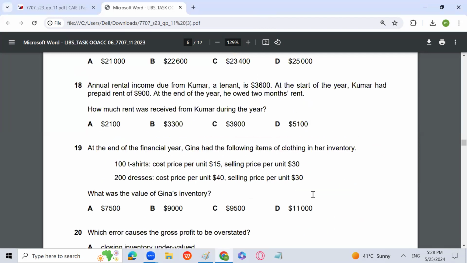Next, Ahmed's rental income due from Kumar, the tenant, is 3,600. At the start of the year, Kumar had prepaid rent of 900. At the end of the year, he owed 2 months' rent. How much rent was received from Kumar during the year? Number one.